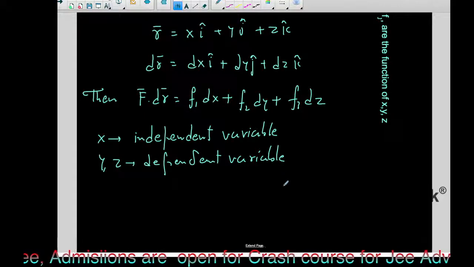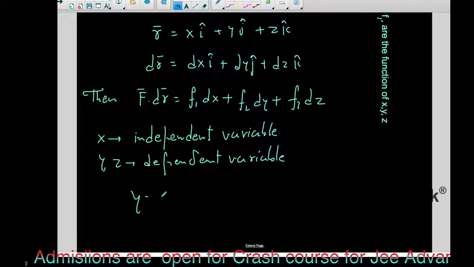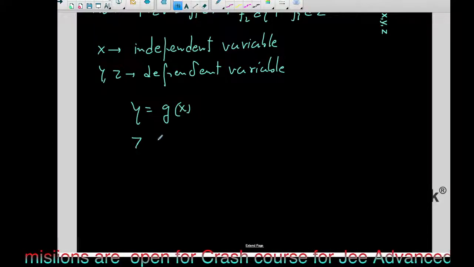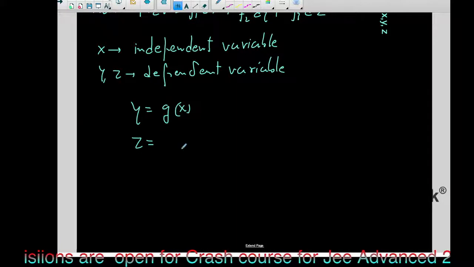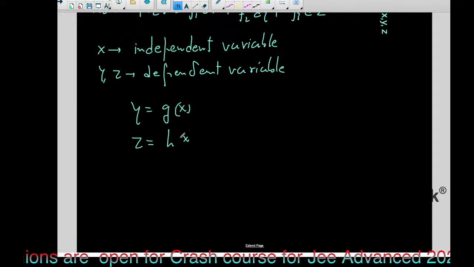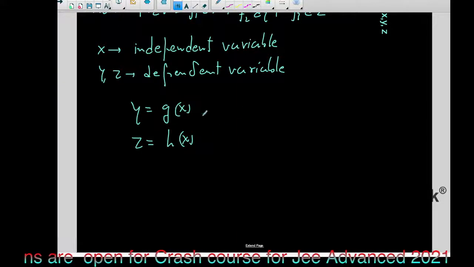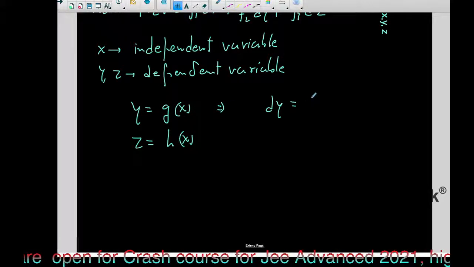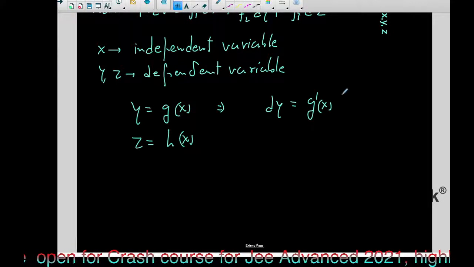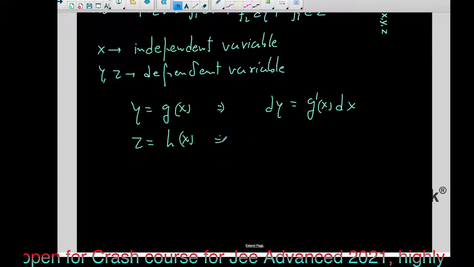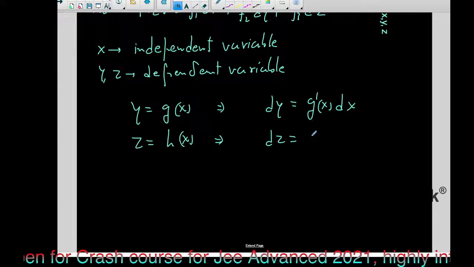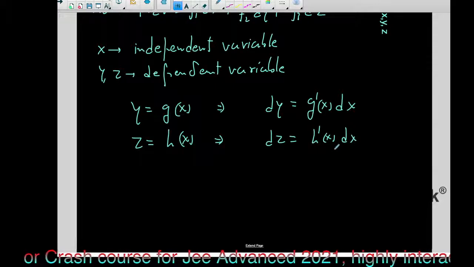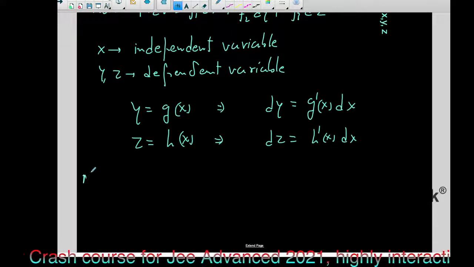So if y and z can be expressed in terms of x, let's say y equals some function g(x), and z, because z is dependent on x, is equal to some function h(x). So differentiating, dy is equal to g'(x) dx, and dz is equal to h'(x) dx. Once you get this idea, now you say F dot dr.